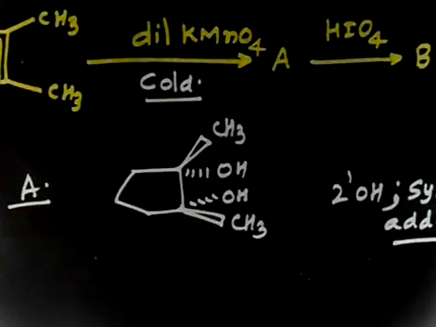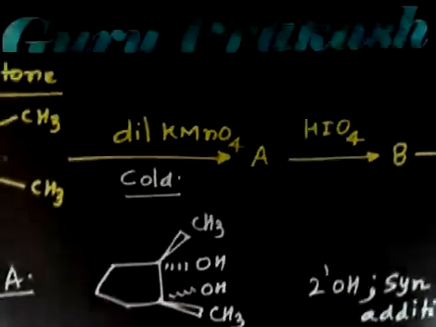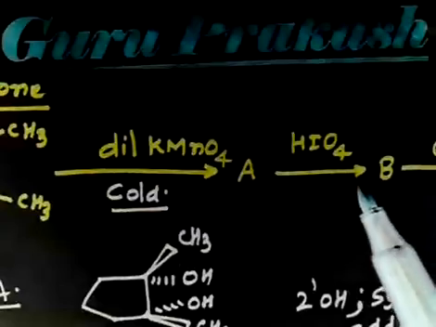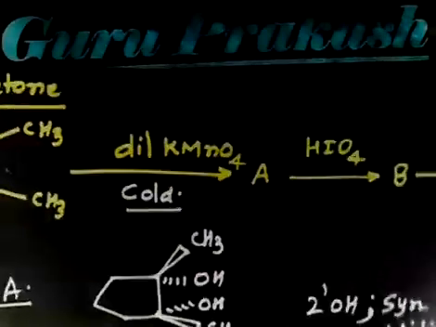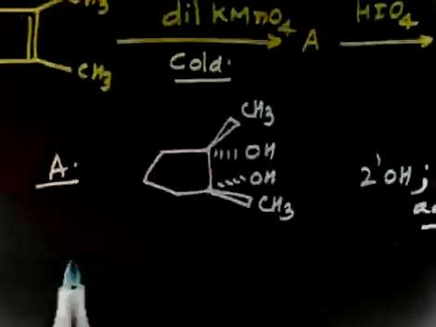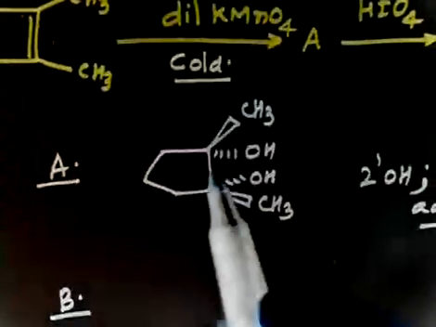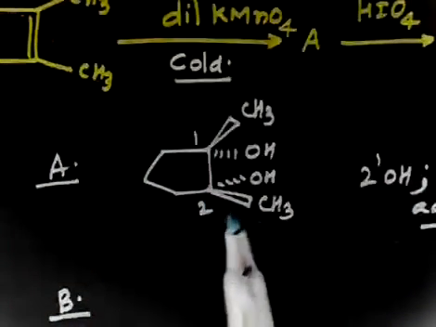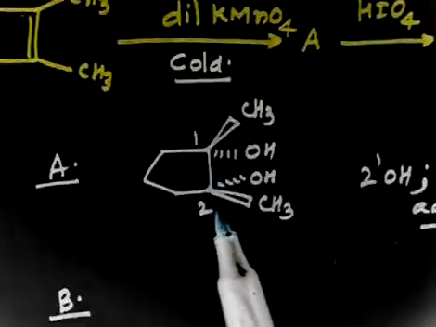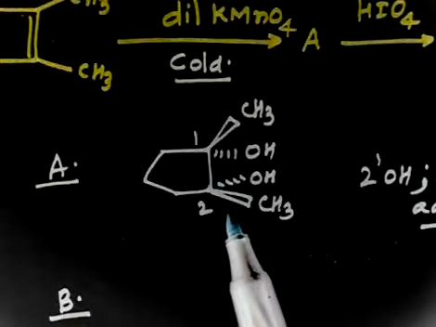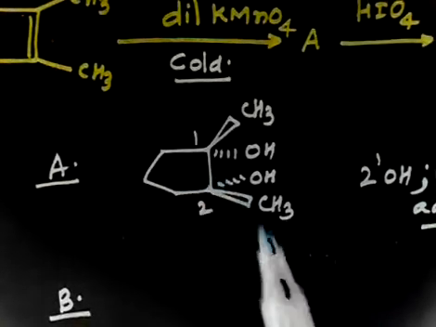Are you getting? Now let us see the second reaction, HIO4, and this gives B. What HIO4 does is, if you have a compound that is a 1,2-diol, so this is 1 and this is 2. If you have a 1,2-diol, the product after reaction with HIO4 is, what I have to do is I have to break this bond.